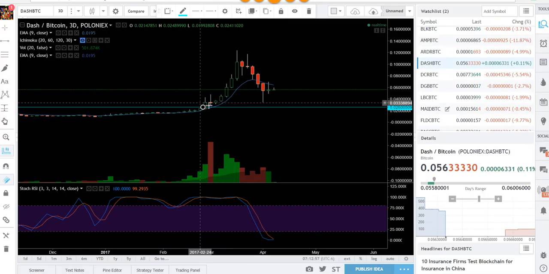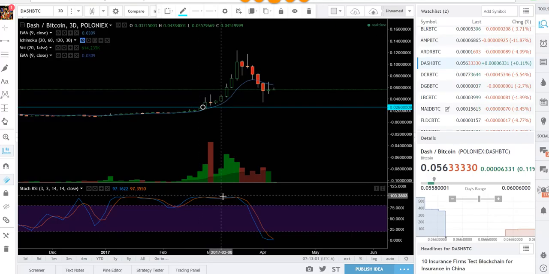the whole pump. The 3-day was pinned, just like the weekly, up here, up here, up here for almost 2 months. But as soon as it sold down, we got a crossover on our 3-day telling us, oh, we're running out of strength on a higher time frame.